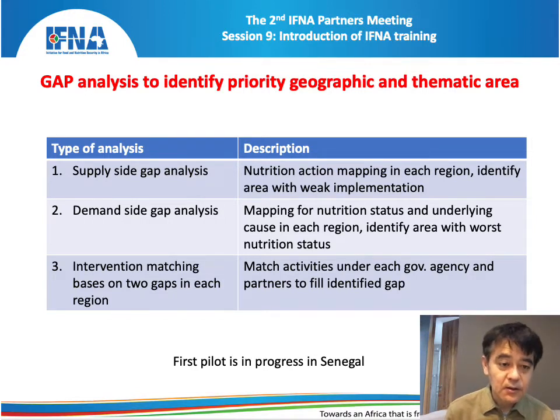And third, intervention matching based on two gaps in each region. This is a donor resource matching among donors and government agencies for nutrition improvement.